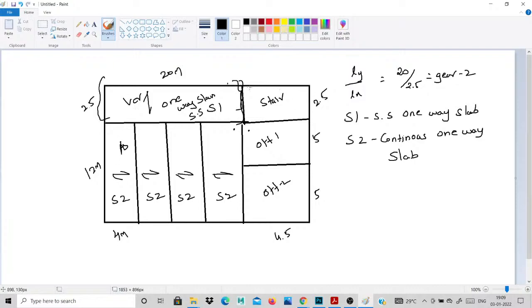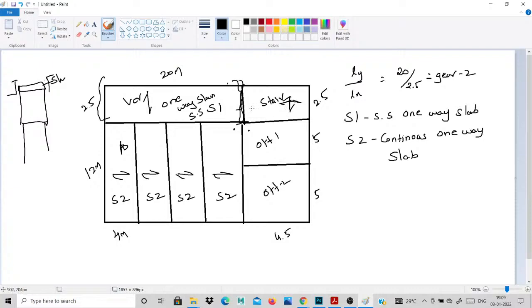Then, most staircase rooms are provided with a cap slab. See this elevation: this is the ground floor, and this is the top floor. This is the cap slab for my staircase room. The four sides of the cap slab are free, so this is my two-way simply supported slab. The cap slab is the staircase room slab.